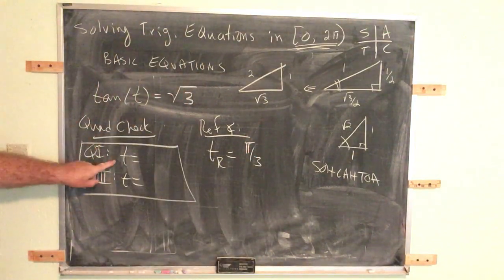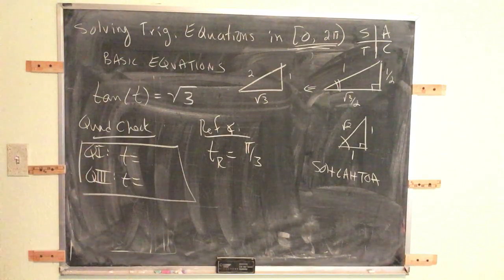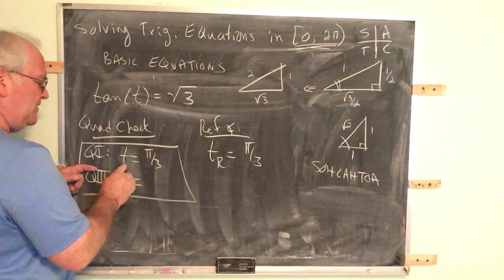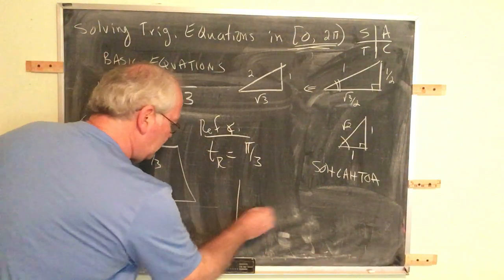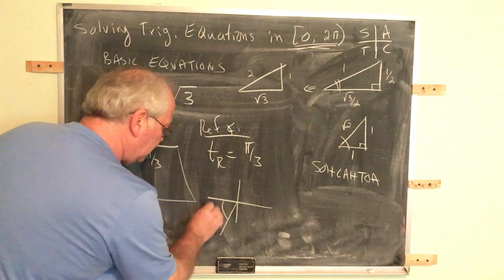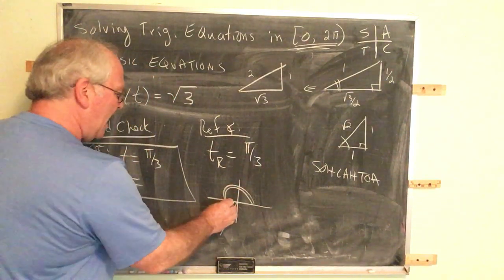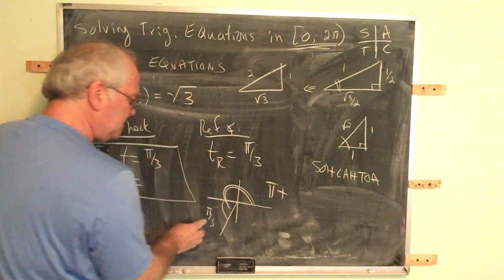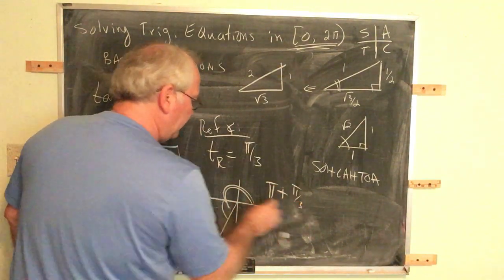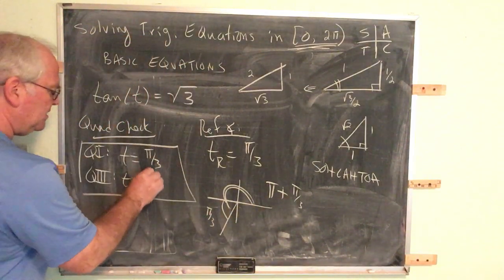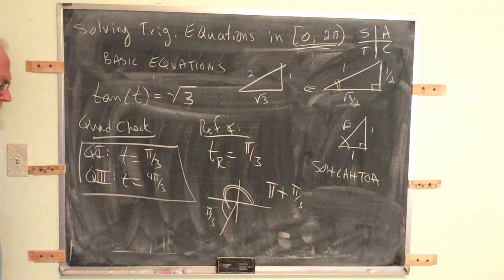Pi over 3 in quadrant 1 and quadrant 3. Well, quadrant 1 I can do because in quadrant 1, T reference is equal to T. So this is pi over 3 and there's nothing more to it. In quadrant 1, the reference angle is the angle. Quadrant 3, let's see, just to be sure here, this is pi over 3, and we want that angle, which is pi plus pi over 3. That's 3/3 plus 1/3, which is 4/3. Right?